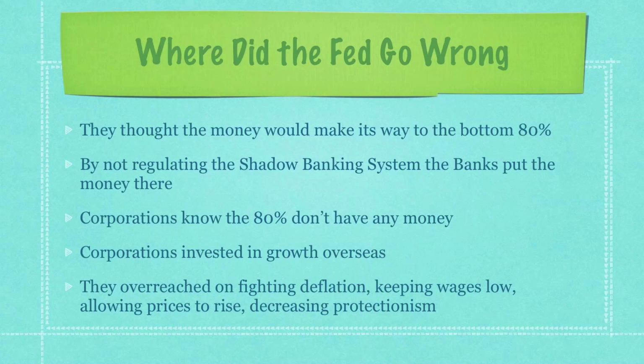And also, the corporations in the United States know that the bottom 80% don't have any money. So what they started to do was heavily invest overseas, also knowing that they would not be taxed on any profits that they made overseas. So the Fed overreached on fighting deflation, keeping wages low, allowing prices to rise, and in decreasing protectionism. And that was their major fault.